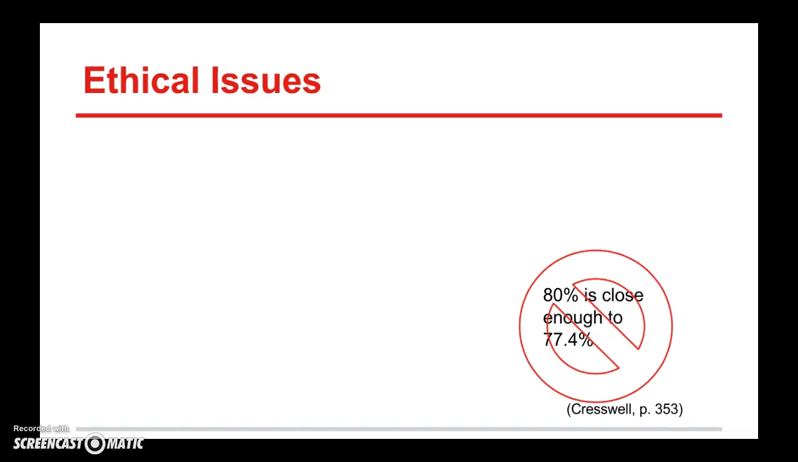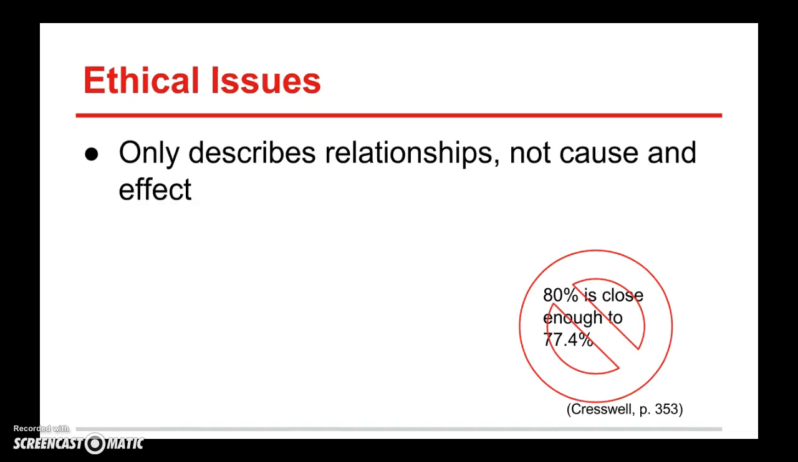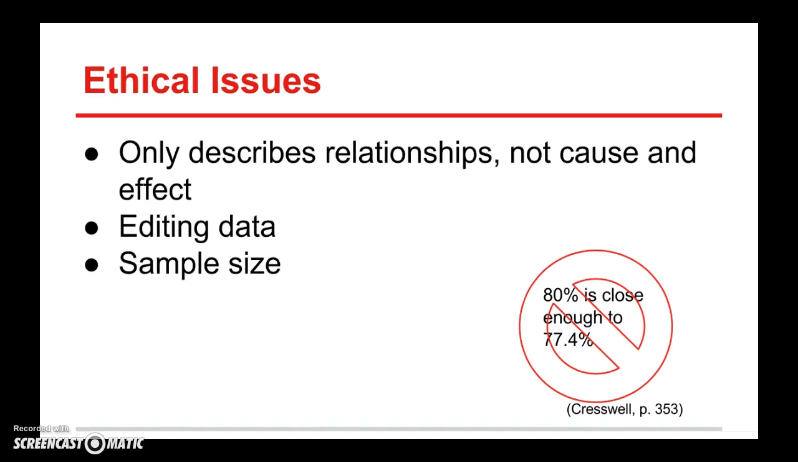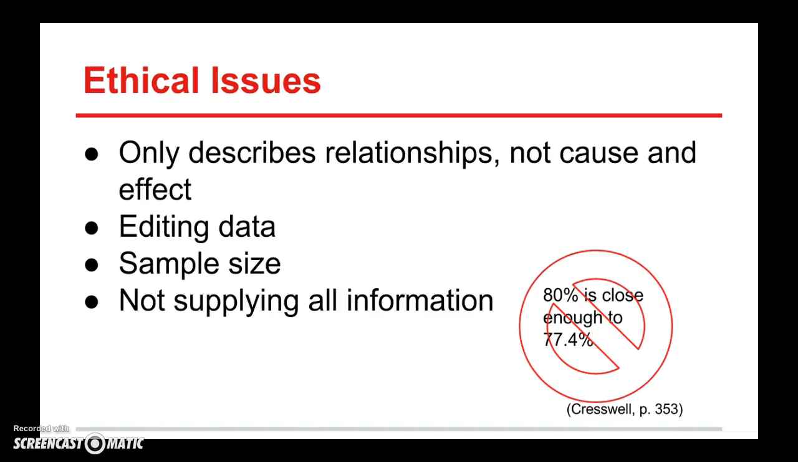There are some ethical issues with correlation research. It only describes relationships. It cannot prove cause and effect. So it's very important that the statement reiterates a relationship, not cause and effect. You cannot edit data. You cannot say 80% is close enough to 77.4%. It's going to mess with the outcome possibly. The sample size in your research needs to be large enough, so the group of participants needs to be a fair number of people. And of course, withholding some information that would affect the outcome of the research is also unethical.